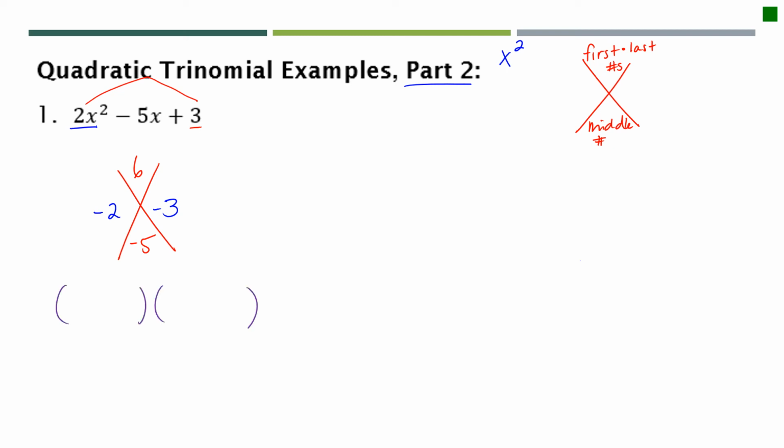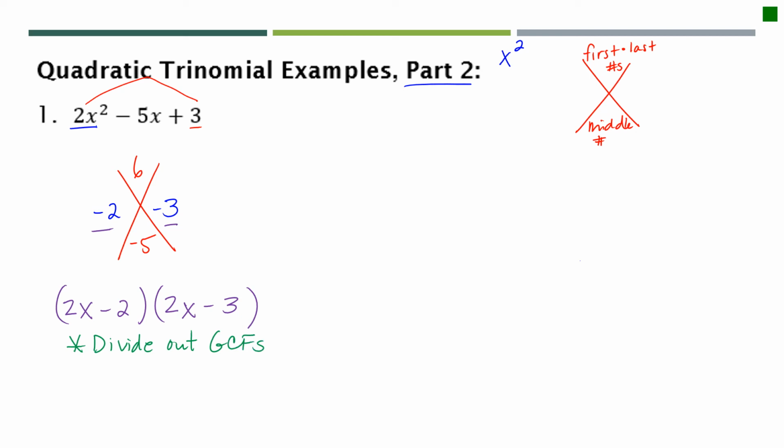What you're going to do is you're going to write the x, but you're going to leave the 2 with both of them. Okay, so I know that this isn't right yet, because if you multiply those out, you get 4x squared, so that's not right. But we're going to fix that. So I'm going to write 2x on each side, and then I have -2 and -3 that I filled in the parentheses.